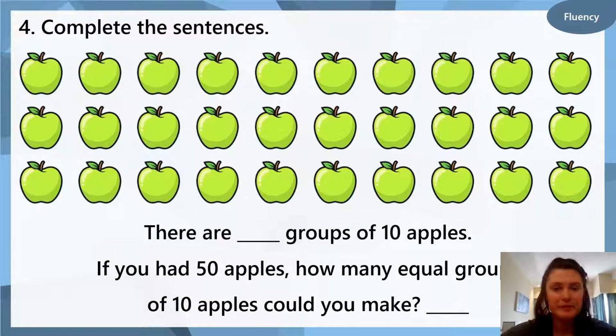Question 4. There are groups of 10 apples. So have a look. How many groups of 10 can you make? The next part of the question, if you had 50 apples, how many equal groups of 10 apples could you make? So if you have 50 counters, how many groups of 10 can you make?